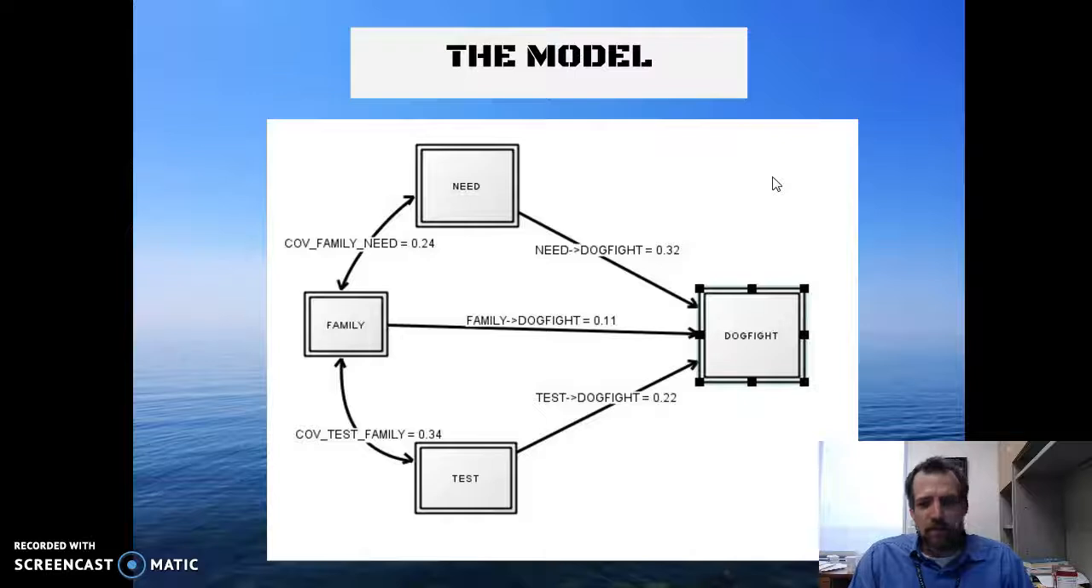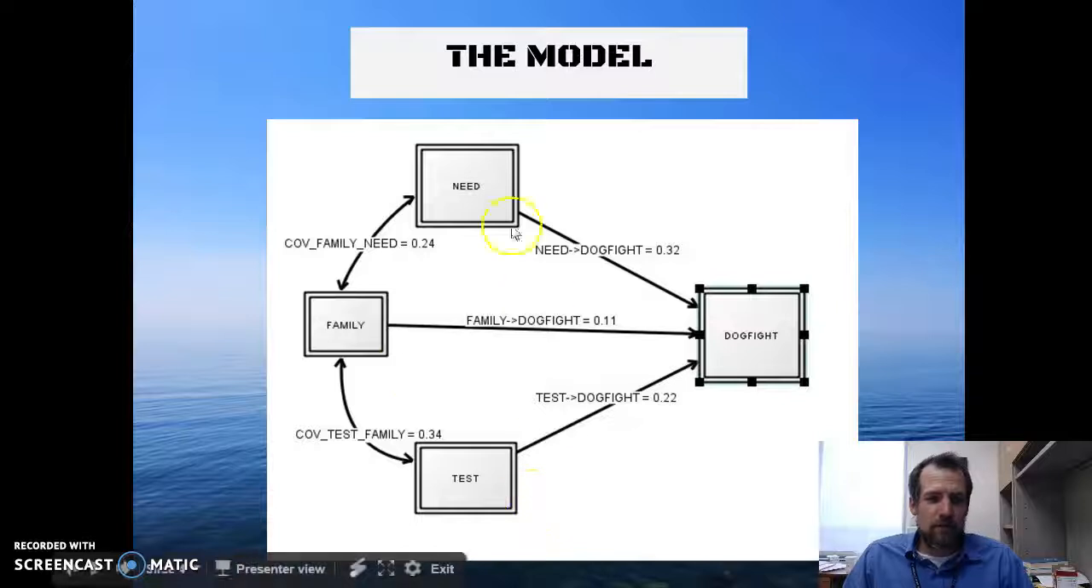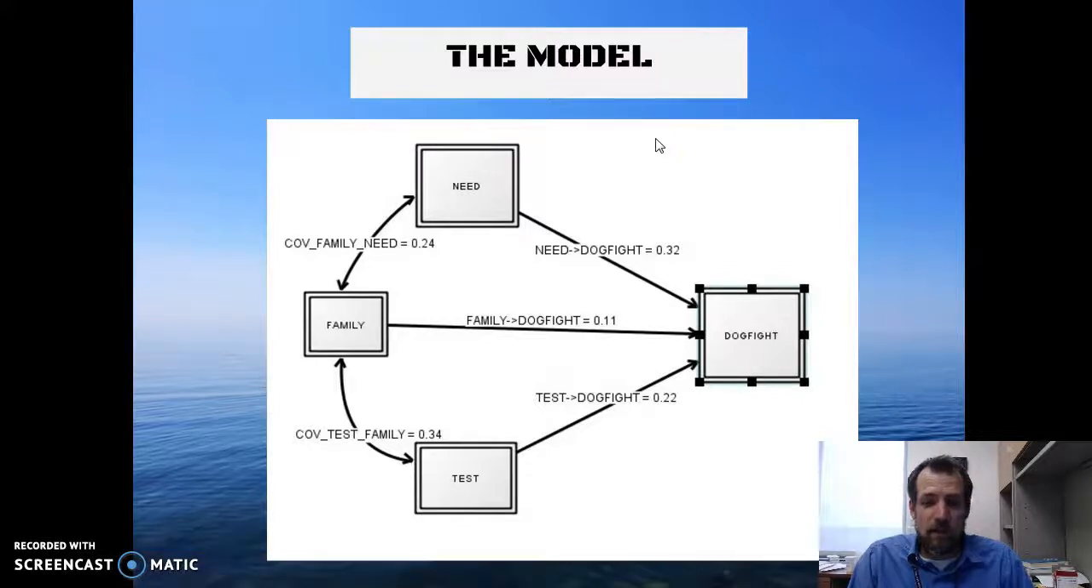So then you start to create a model based on your theory. Let's just say this is the model that we predicted, in which all three of these variables are predicting dogfighting skills. And then we're going to allow for a relationship between these two and these two, but not between these two. We don't have any reason for that. This is just an example.